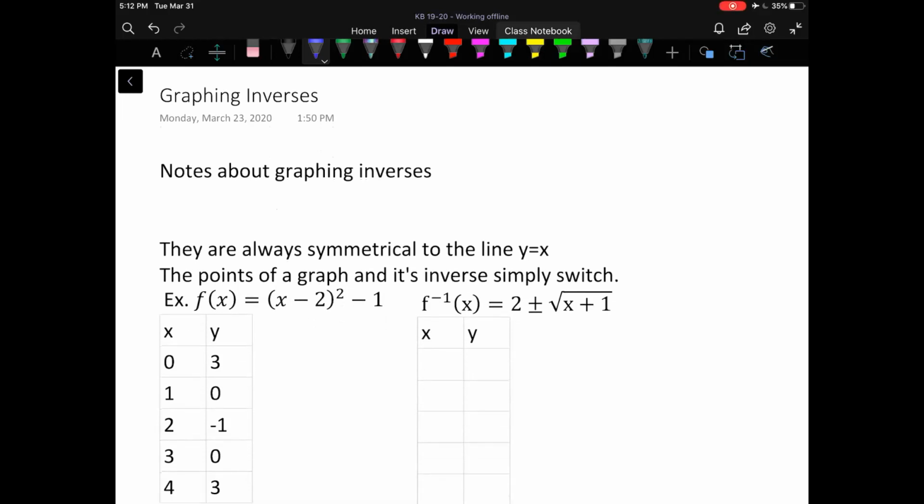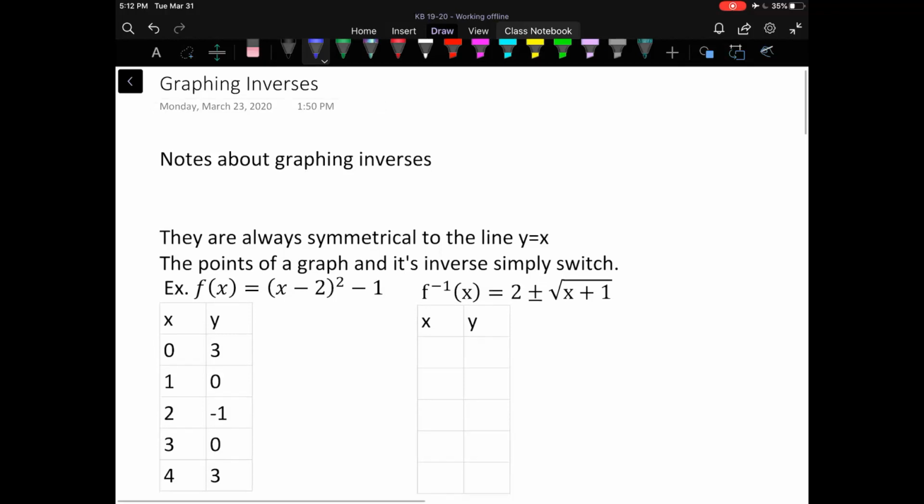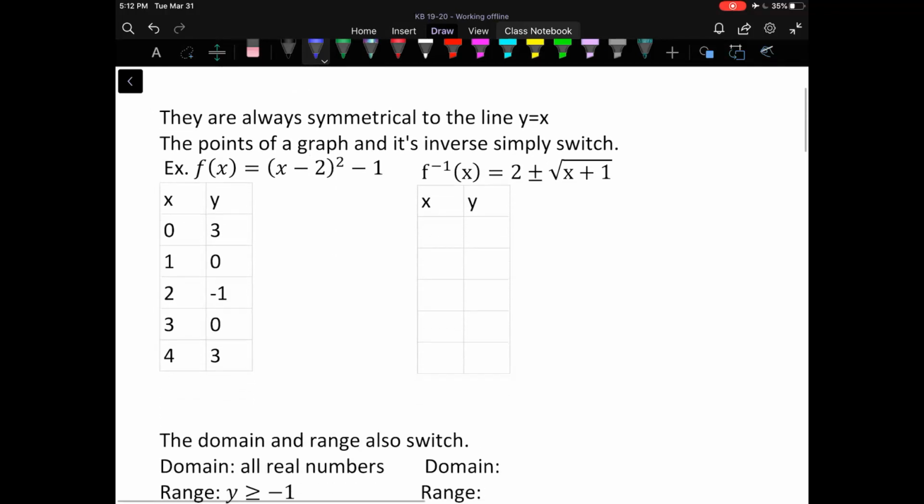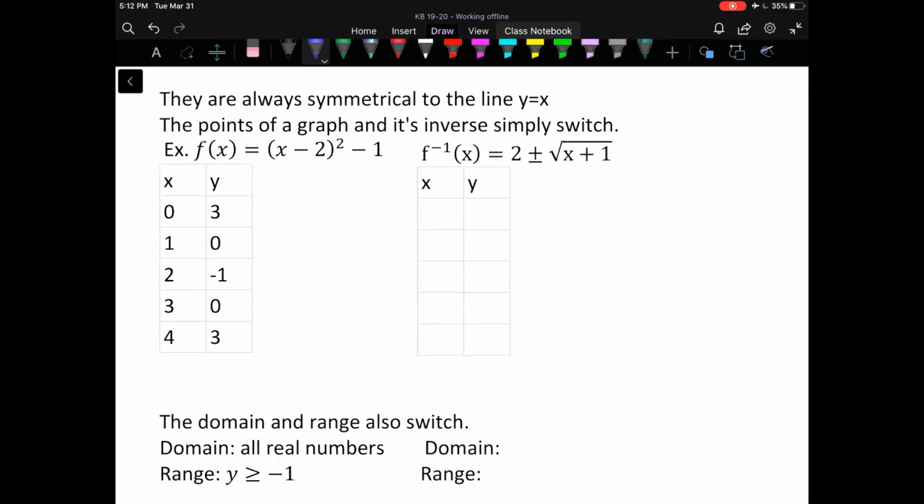Okay guys, today we're going to look at how to graph inverses. In our last lesson we talked about how to find the inverse given an equation. One of the first things we need to note about inverses is that they are always symmetrical to the line y equals x, and that the points of a graph and its inverse simply switch.